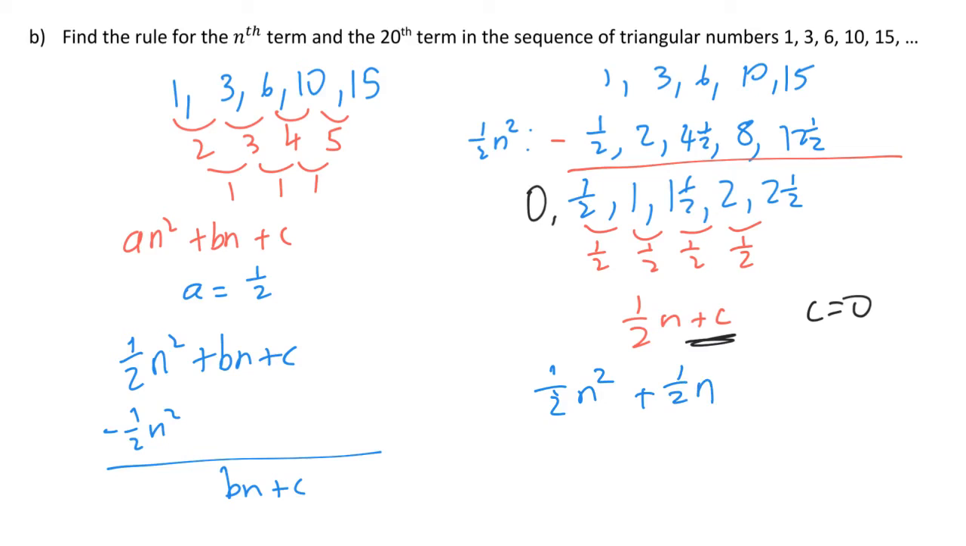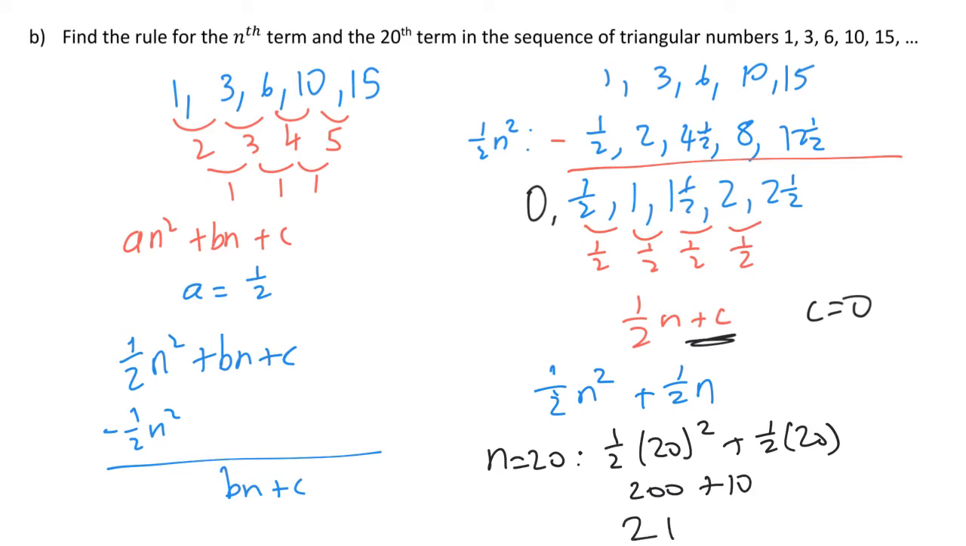What we need to do now is work out the 20th term, and the 20th term is whenever n equals 20. And if we put that in, that's going to be a half of 20 squared plus a half of 20. So 20 squared is 400, a half of 400 is 200, half of 20 is 10, so 200 plus 10 is 210. So the 20th triangular number is 210.